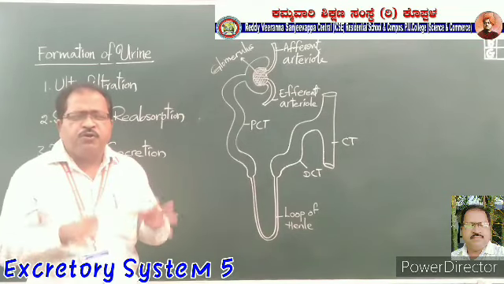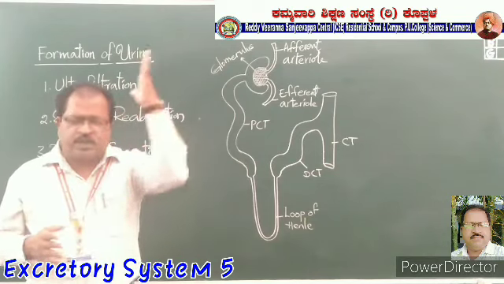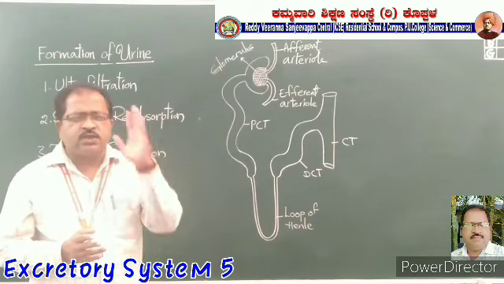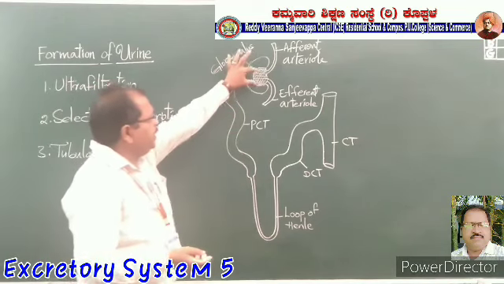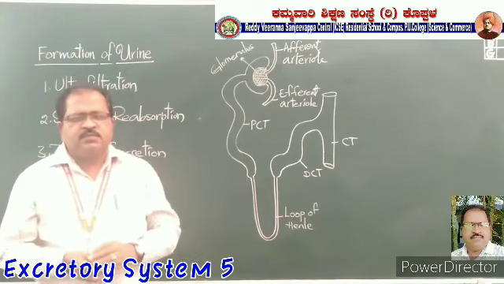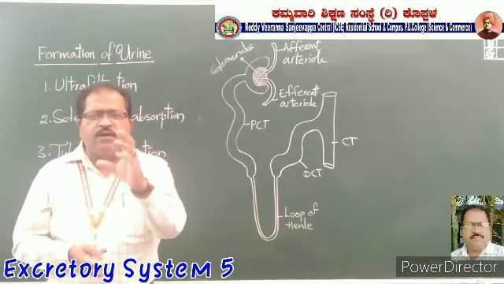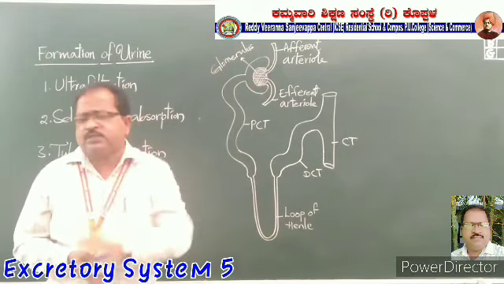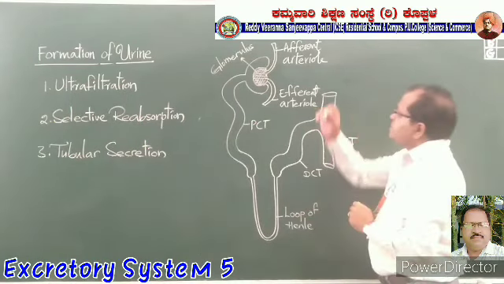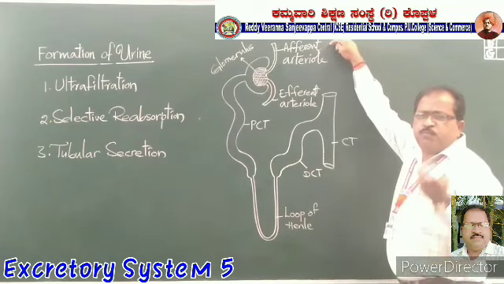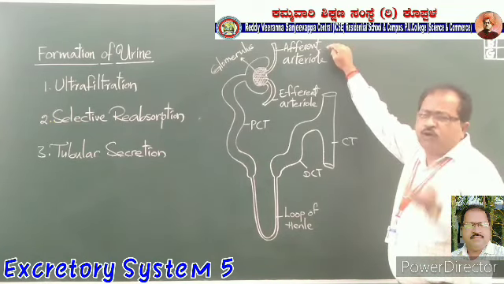This filtration, which occurs under the hydrostatic pressure, is called ultrafiltration. It occurs only in the Bowman's capsule, that is in the glomerulus. How does it occur? Let me explain. The blood is brought by the arteriole called the afferent arteriole.